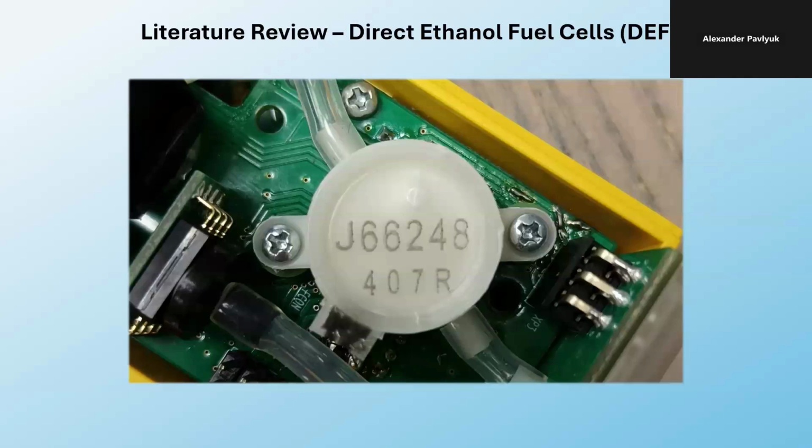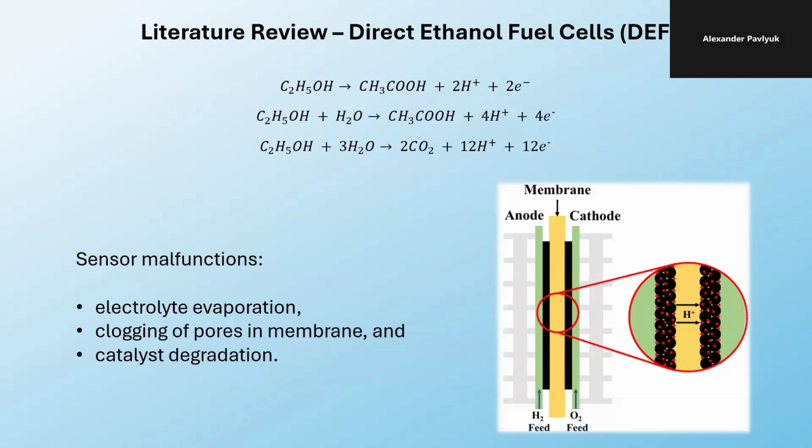The breathalyzers are usually equipped with ethanol sensors, like the one presented in the picture. These ethanol sensors are also called direct-ethanol fuel cells. They convert chemical energy into electrical energy. This conversion is performed by oxidizing reactions presented on the slide. So the ethanol is oxidized on the platinum anode and releases electrons to the outer circuit, while the protons of hydrogen pass through the membrane.